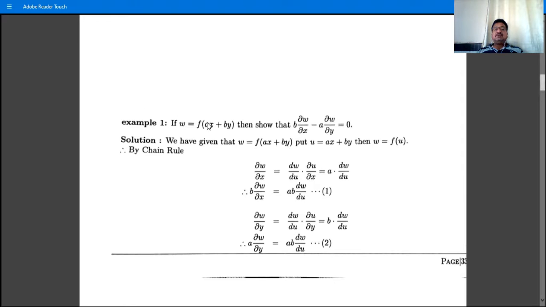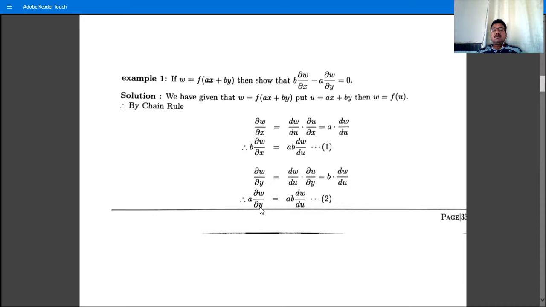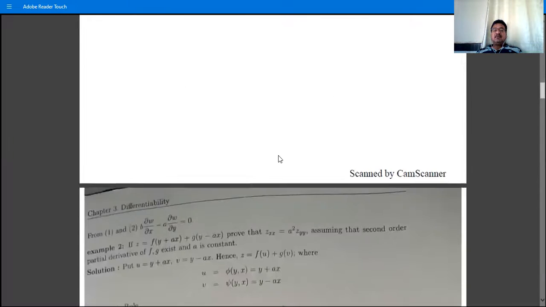So this is w is f of ax plus by, and we have to prove this. Suppose ax plus by is u, and then w is f of u, that is w is a function of u, and u is a function of x and y. Therefore we have ∂w/∂x and ∂w/∂y by chain rule: dw/du times ∂u/∂x. Again, ∂w/∂y is this, and then consider b times ∂w/∂x, that is the LHS. Substitute the value of ∂w/∂x as a dw/du, and this is b dw/du, and then we have the answer 0.